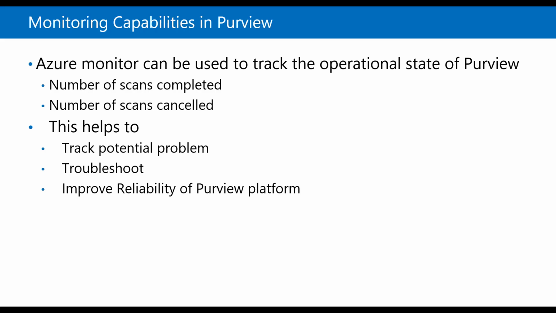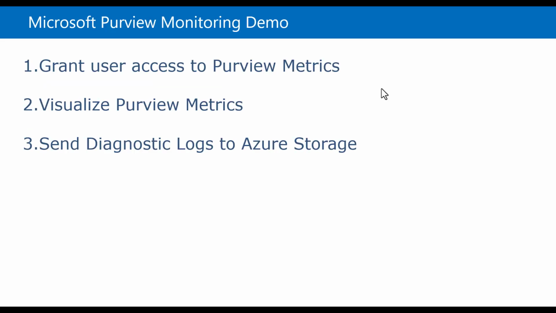So let's jump to the demo of monitoring. Okay, so now let's jump to the monitoring demo in Azure Purview. First we are going to grant the user access to the Purview metrics. Generally this access is a monitoring reader, and whenever you create an Azure Purview account, by default you get this monitoring reader access. But if you want to give somebody else access so that individual can see the reports, the Purview metrics, then you need to add the monitoring reader permission to that particular person.